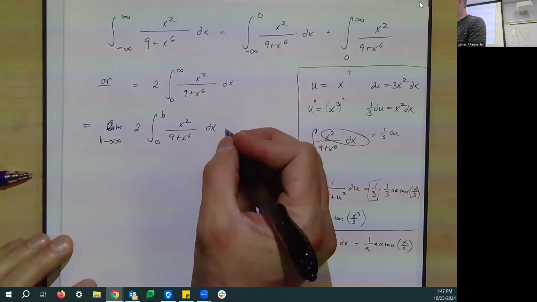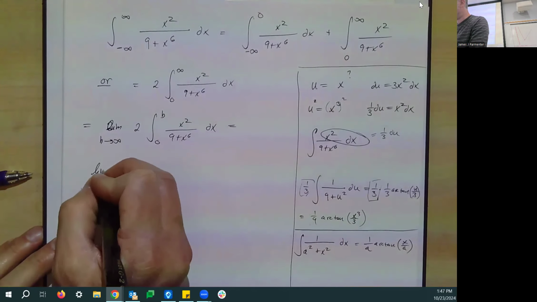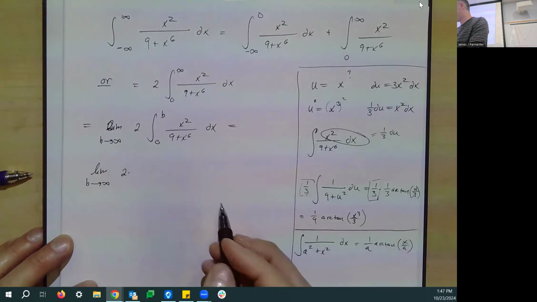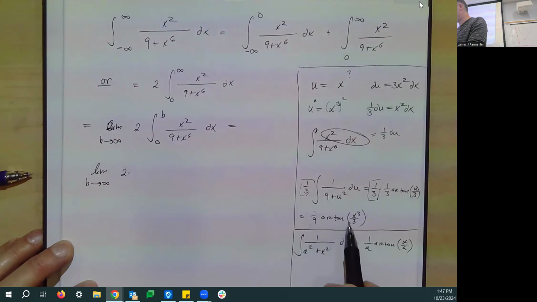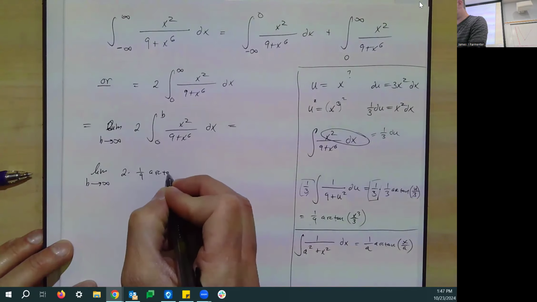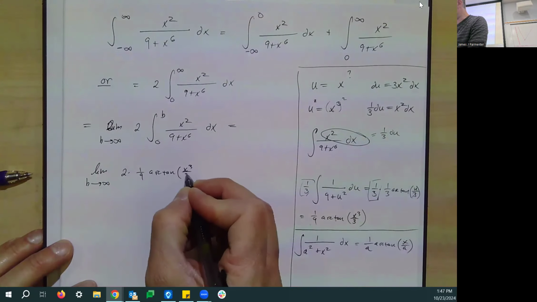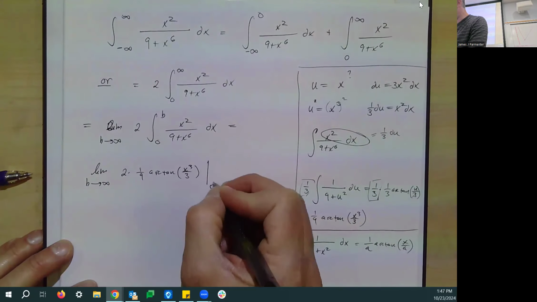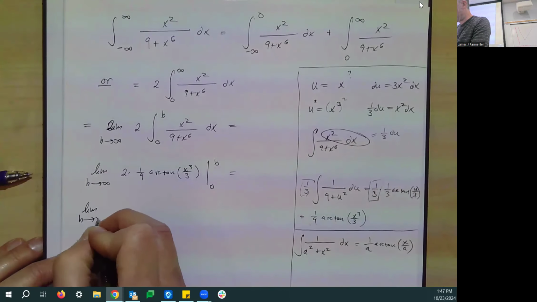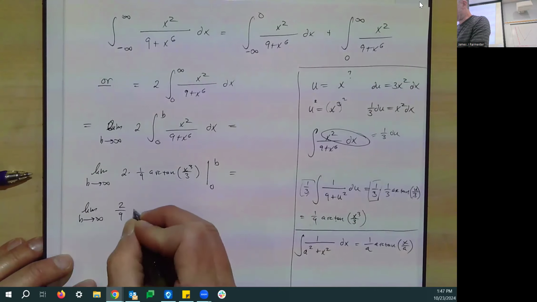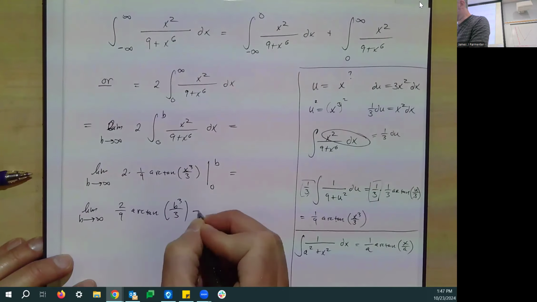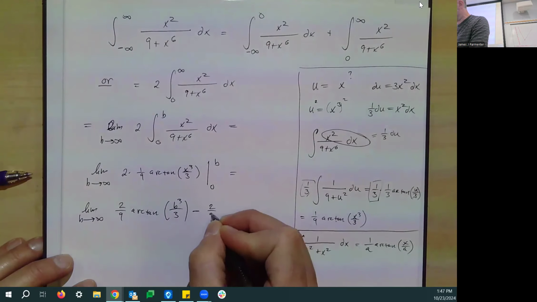All right. So this ends up being the limit as b approaches infinity of 2 times my integral, which was 1/9 times arctangent of x cubed over 3. You know that typical function. Evaluated from 0 to b, we plug in, we get the limit as b goes to infinity of 2/9 times the arctangent of b cubed over 3 minus 2/9 times the arctangent of 0.